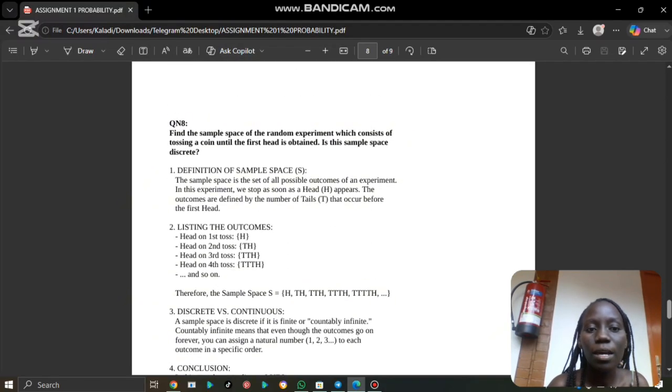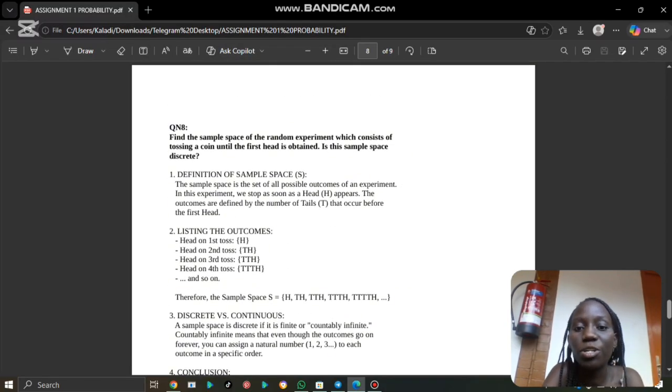The question says, find the sample space for a random experiment which consists of tossing a coin until the first head is obtained. Is this sample space discrete or not?